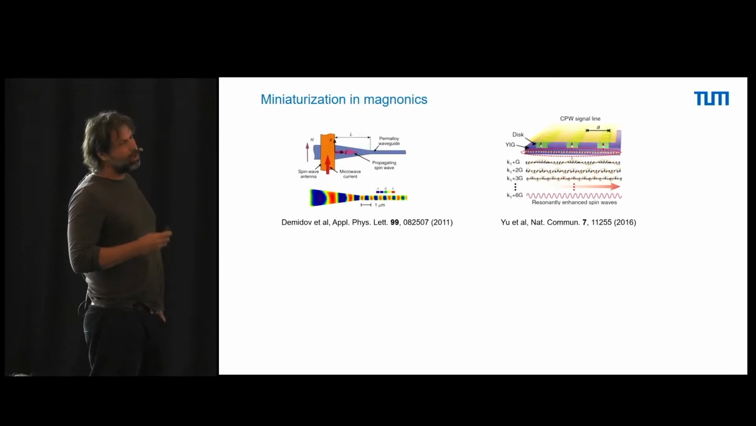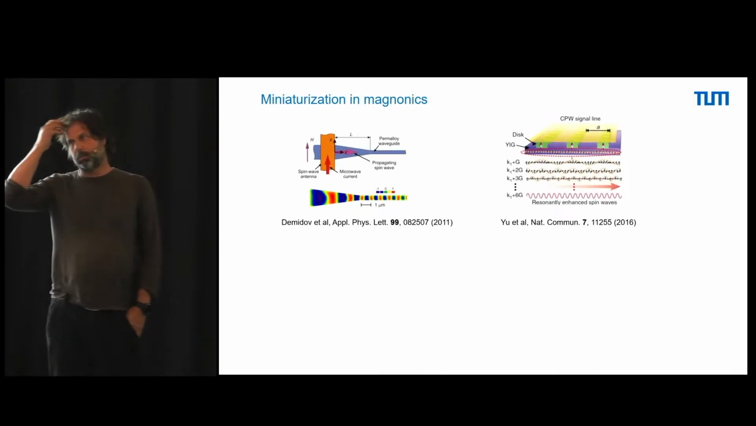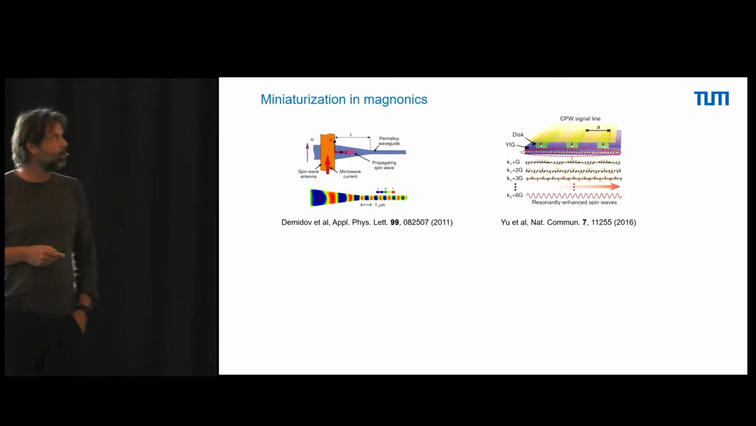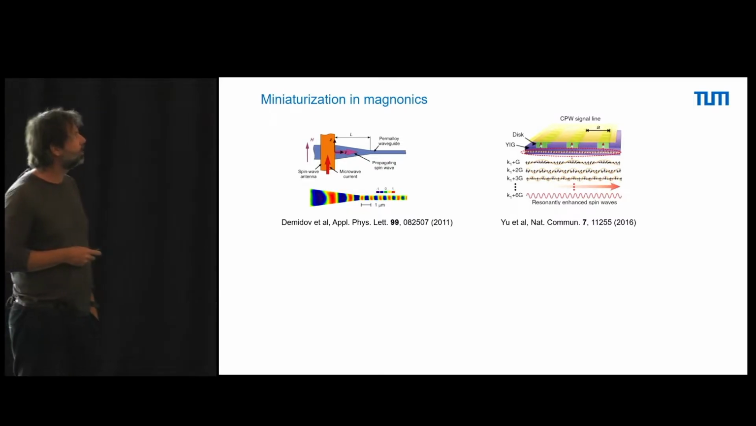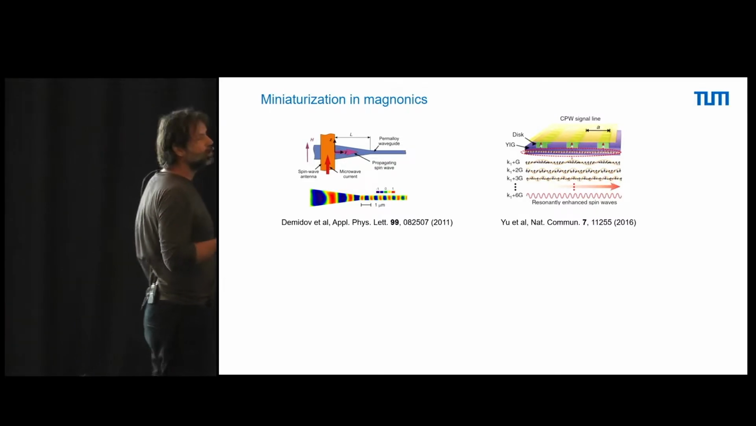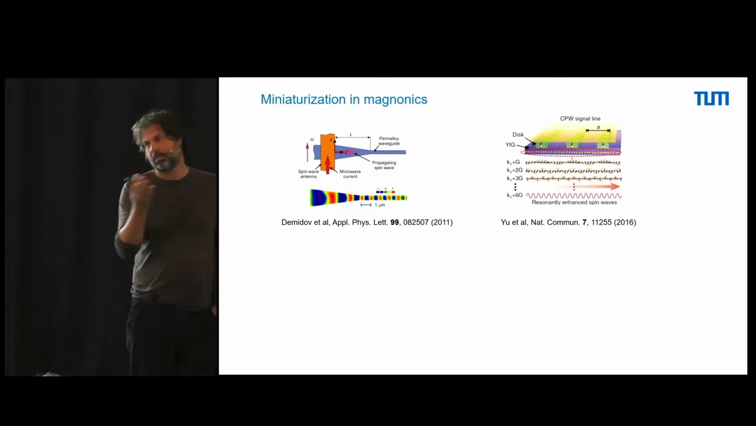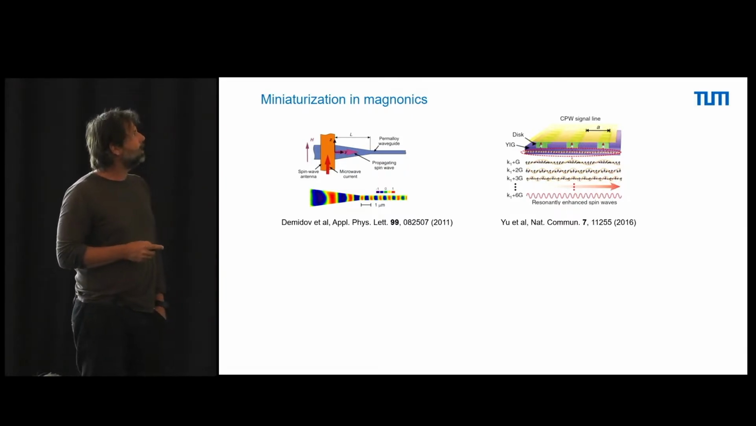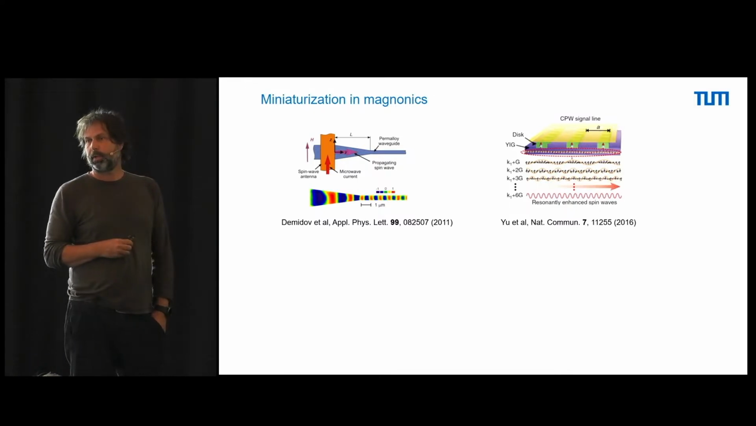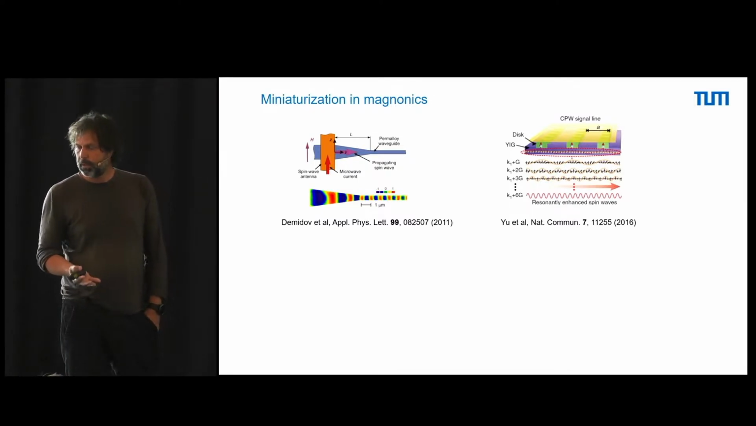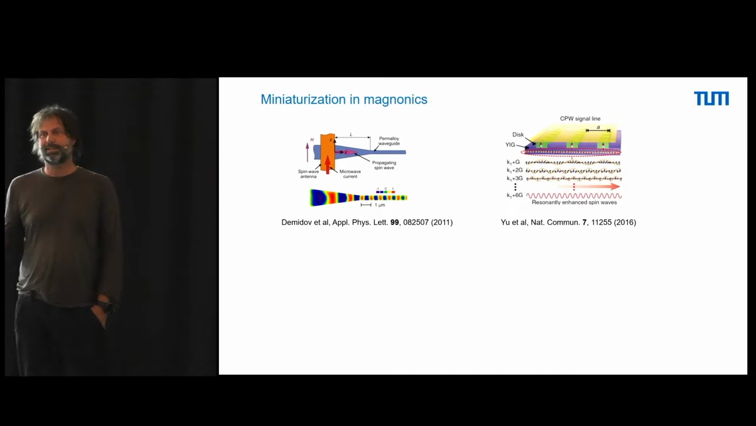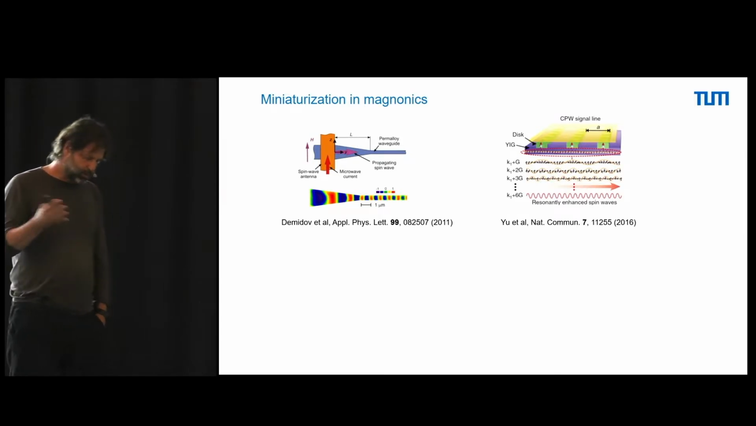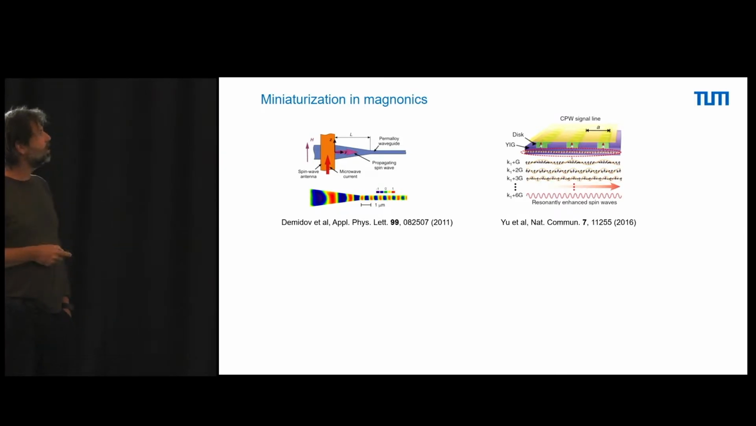Okay, maybe a technological reason why people are interested in this. You might have heard of the field of magnonics, where we want to use spin waves as computing devices, logic devices. And one key element is to reduce the wavelength of spin waves. So we want to go down in wavelength while staying at high frequencies. So say frequencies around 20 gigahertz, but wavelengths much below 1 micrometer.